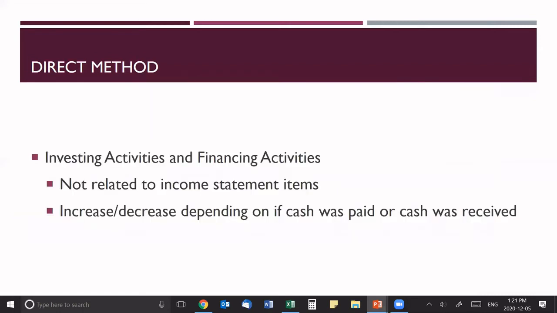All right, for financing and investing activities under the direct method, it's not related to income statement items, so we don't have to pull those out and figure out the working capital accounts. So the way that we do investing activities and financing activities is pretty straightforward. If cash was paid, we're going to subtract the amount. If cash was received, that means cash went up, so we're going to add the amount. Okay, so that's pretty straightforward. And for investing activities and financing activities, the same way you do it under the direct method, you do it under the indirect method.